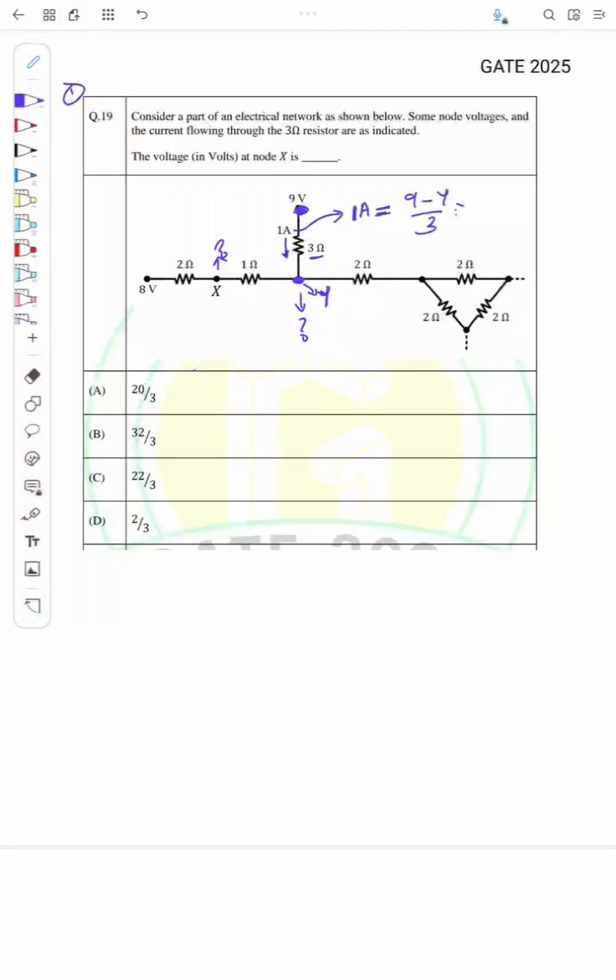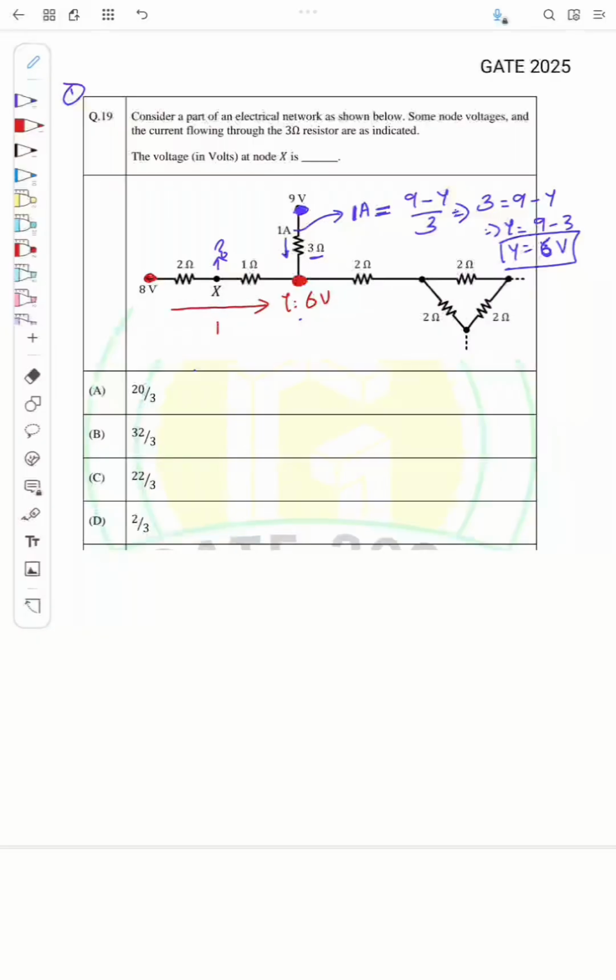So 3 is equal to 9 minus y, right? Or y equals 9 minus 3, so y is actually equal to 6. So 6 volt is y. This node voltage is 6. So I'll just clear this off. So y equals 6 volt. Since this is 6 and this is 8, definitely there will be current flowing like this, right?